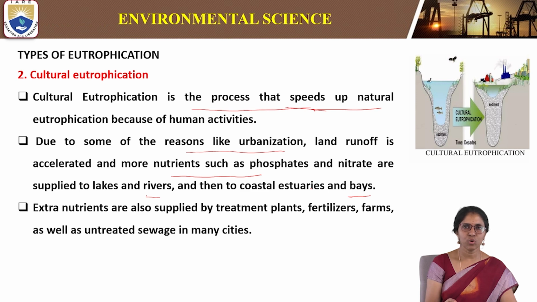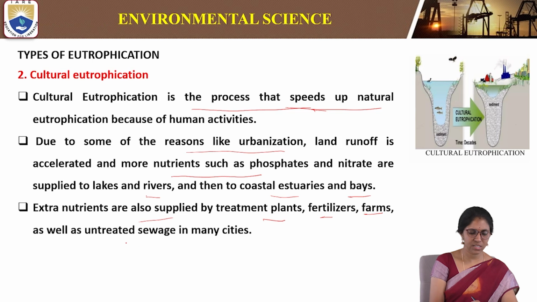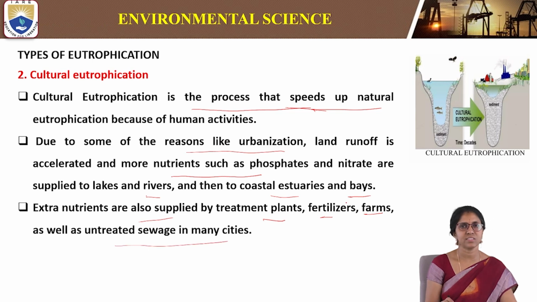They are moved to the lakes and rivers. From the rivers, they are moved to coastal estuaries and bays. These extra nutrients are also supplied by treatment of plants, fertilizers, farms, as well as untreated sewage in many cities. So this is cultural eutrophication.